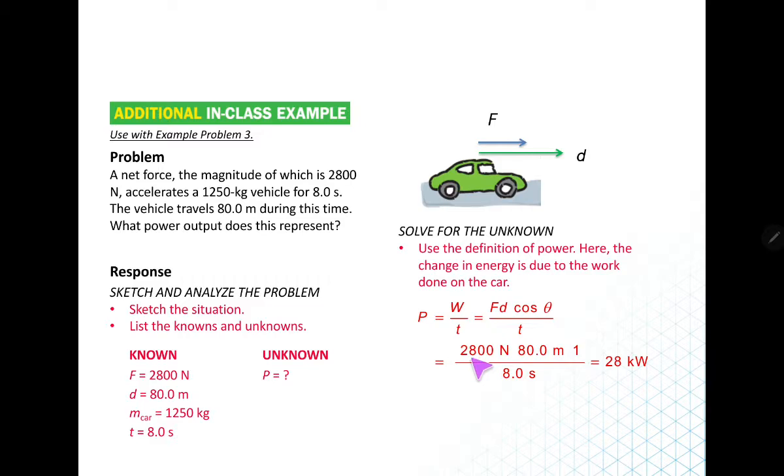F we have in the question, which is 2800 Newton, multiplied by d, which is the displacement. We have it in the question, which is 80 meter, multiplied by cosine theta. Here we have the force and the displacement in the same direction, so the angle will be 0, so cosine 0 is equal to 1, over T, the time is equal to 7 seconds.